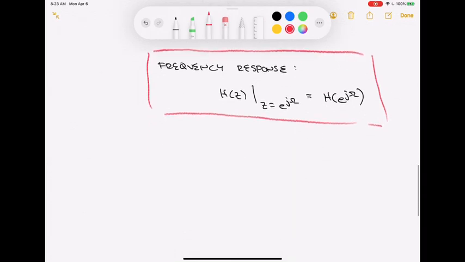If you recall, in continuous time the idea of frequency response was H(j omega), which was just the system function evaluated where sinusoids lived in the s-plane, along the omega axis. Discrete time is exactly the same. It's just our transfer function, H(z), now evaluated where sinusoids live, which is on the unit circle.